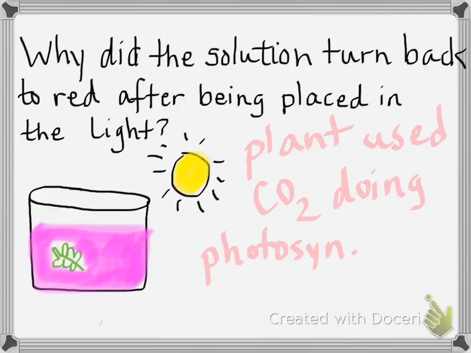Okay, now don't get me wrong, the plant did make oxygen. But oxygen doesn't change the pH. So for this particular experiment, we weren't looking at oxygen production. We were looking at CO2 usage. CO2 changes the pH of the water, oxygen doesn't. So in this particular experiment, we were looking at what was happening with CO2.